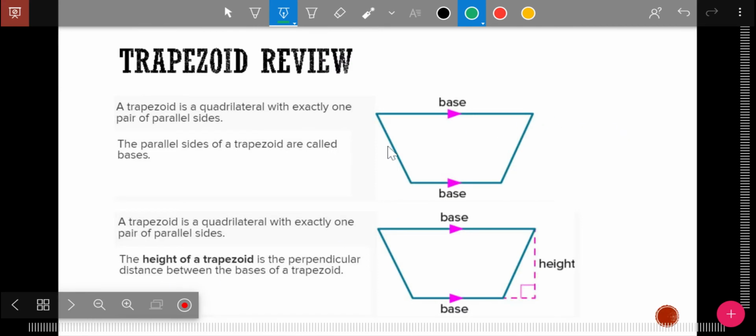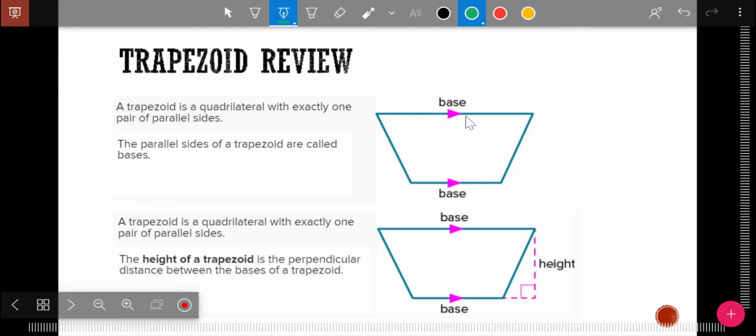Trapezoid. Remember trapezoid now, it's going back. Trapezoid has exactly one pair of parallel sides. So the sides that are parallel are called your bases. The height connects the bases. So the height might be drawn on the inside, it might be drawn on the outside, but the height connects the bases. And then we'll look at one of the trickier ones as an example.